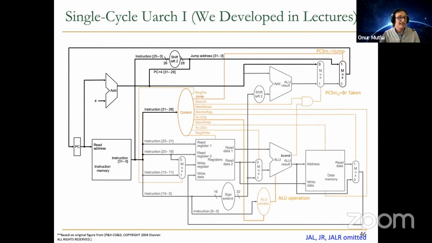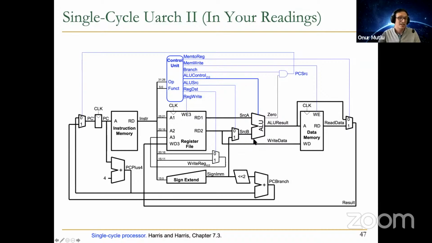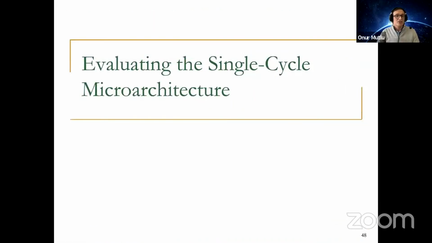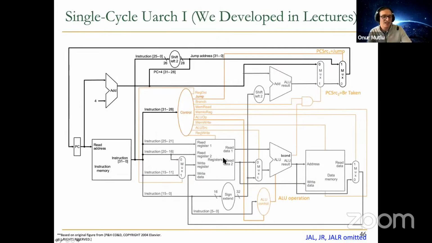So this is the single cycle microarchitecture 1 we developed in the lectures. And this is single cycle microarchitecture 2 in your readings. And again, they're essentially the same. So why do we do it differently in the lectures? Because I wanted to actually emphasize some different things here, which doesn't get emphasized in the book enough, in my opinion.